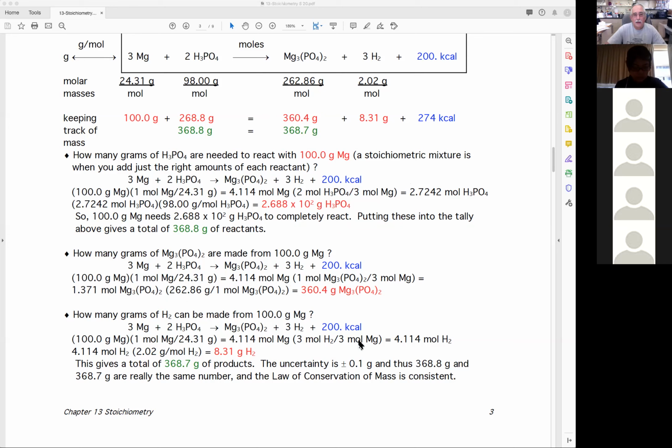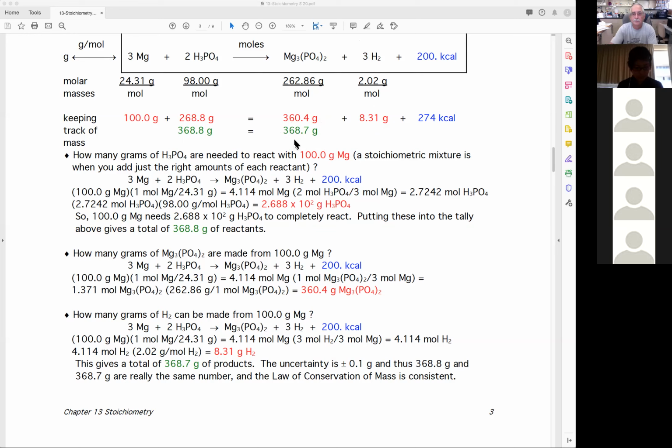Then, what about for hydrogen? I need to calculate this number. So I converted, I'll just show you this way. So I went from 100 grams of magnesium to moles of magnesium, from moles of magnesium into moles of hydrogen, and then back out into our world into grams of hydrogen. And I got 8.31 grams of hydrogen. So if I add these two up over here, I get 368.7 grams.